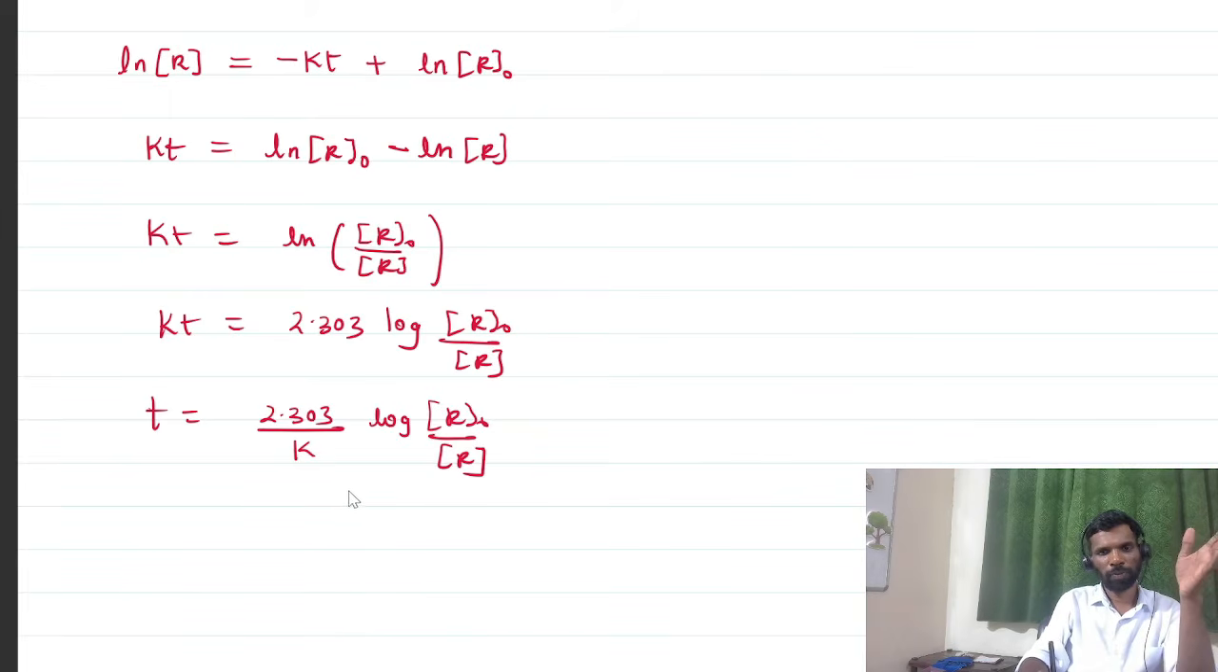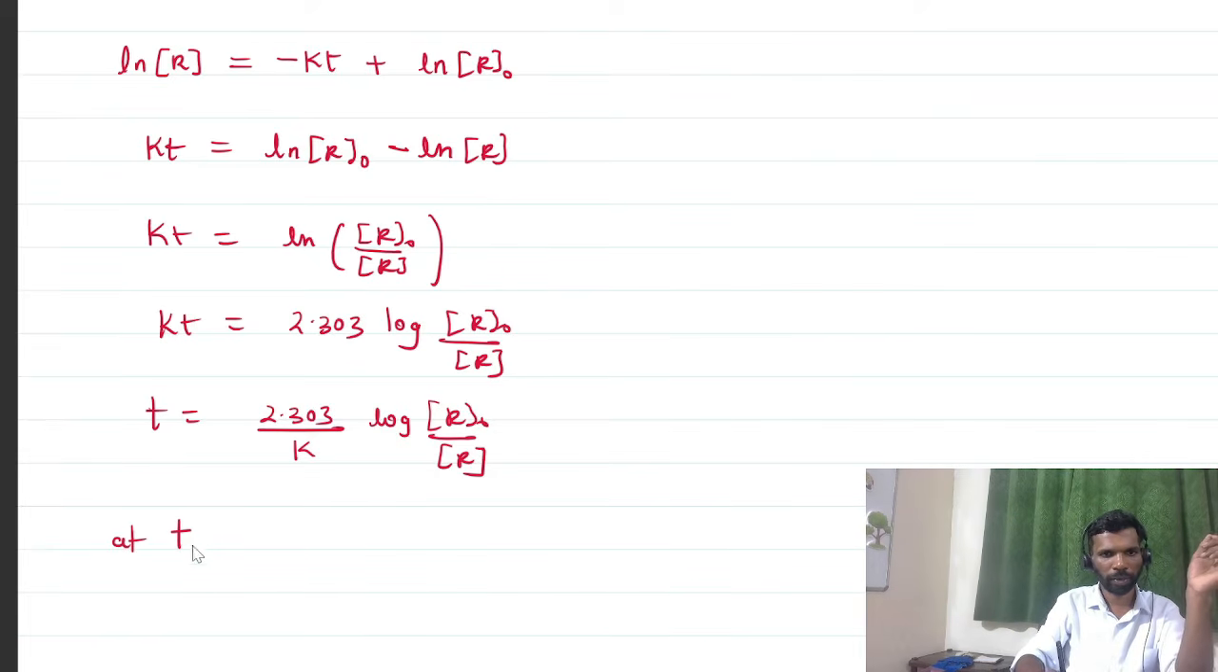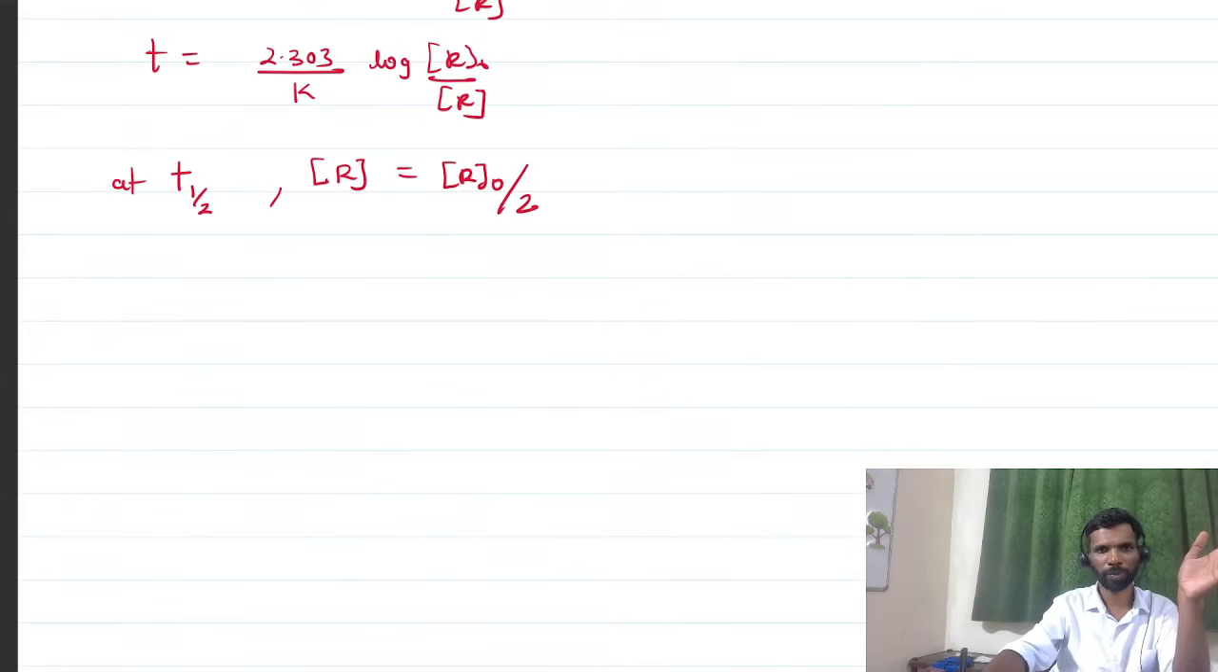So t half, for a half life. I'll write: t half is the time at which the concentration of the reactant is reduced to half of its initial concentration. So at t half, R will be equal to R0 by 2. Very simple.